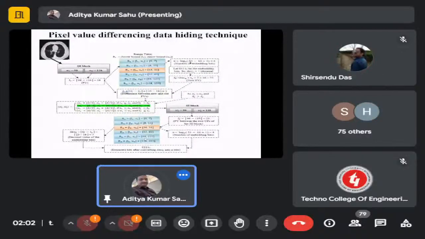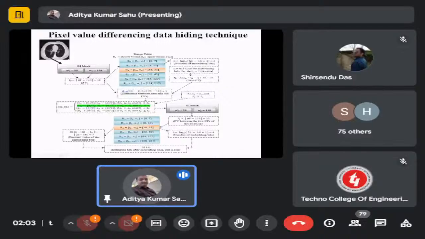Assume that the 4 bits are 0, 1, 1, 1. It could be anything. Its decimal value is 7. Now the next step is to find a new difference value, FV prime. The FV prime is the decimal value 7 plus the lower bound 16, which altogether is 23. So the new difference value is 23.